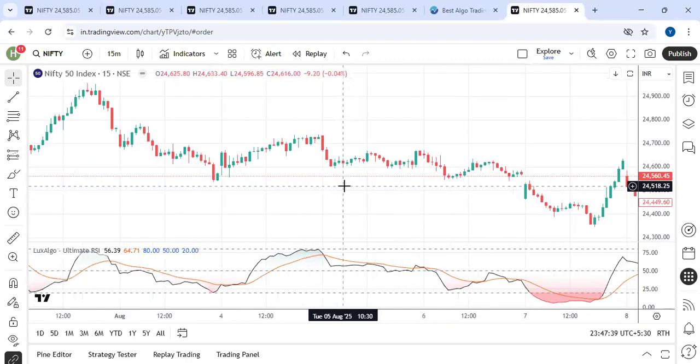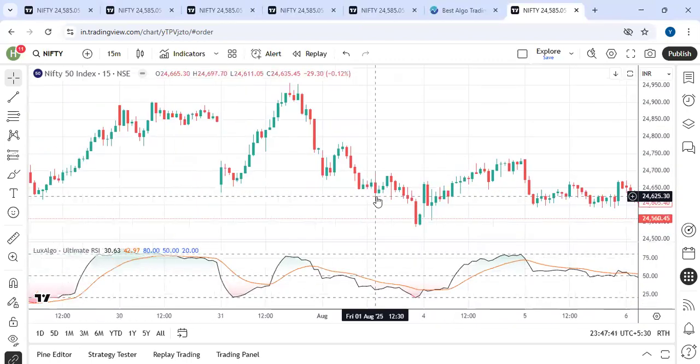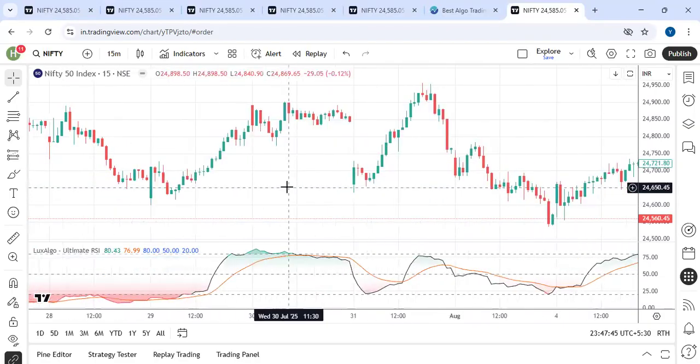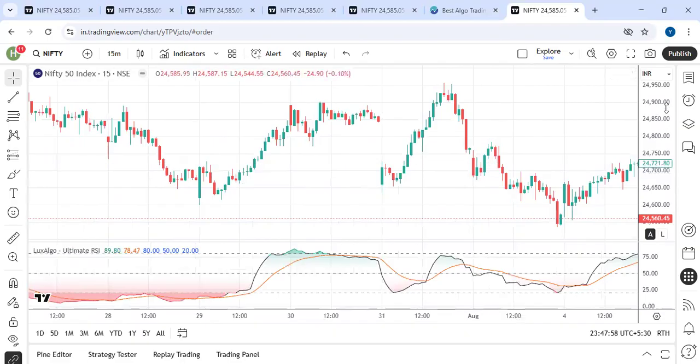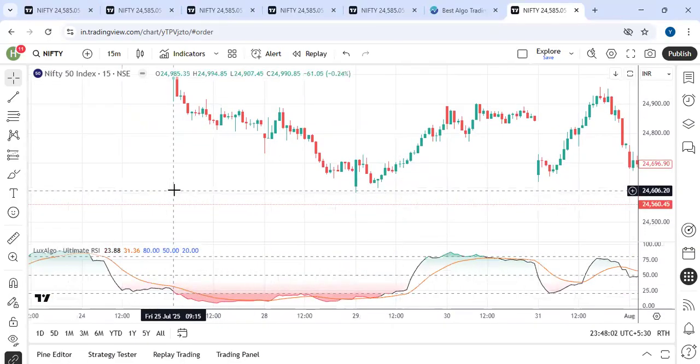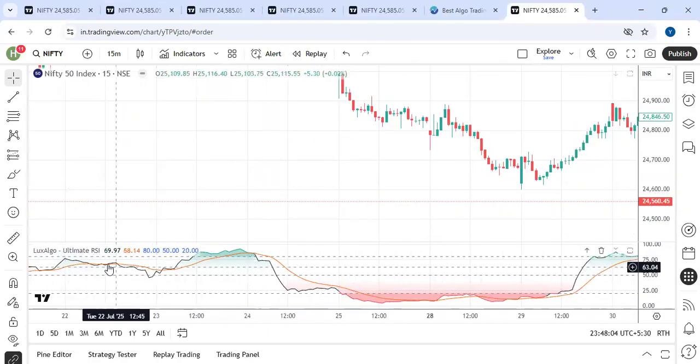Now every indicator has its pros and cons, and there are specific ways of using the indicator. So you cannot enter at any point in time. What I understood was the best time to initiate a trade would be, you see, this is okay.